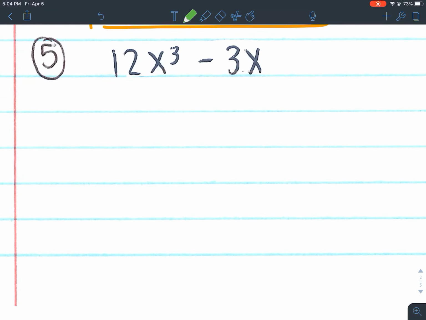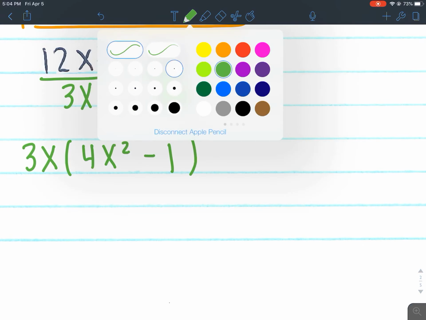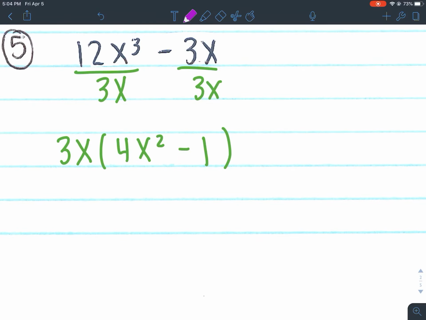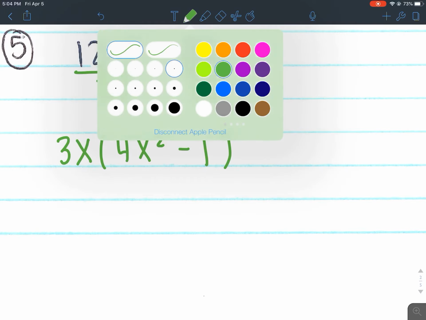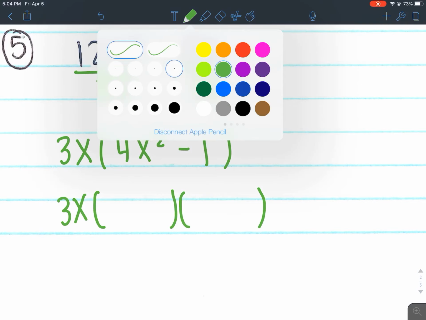Okay, number 5, check for GCF. I have one, and it is 3x. So I have 3x, and on the inside I have 4x squared minus, now 3x divided by 3x, is that 0? No. 3 divided by 3 is 1. x divided by x is 1, so I have a 1 left over. Check to see if you can do difference of squares. 4x squared is a perfect square. 1 is a perfect square. So I can go ahead and draw 2 sets of parentheses here.